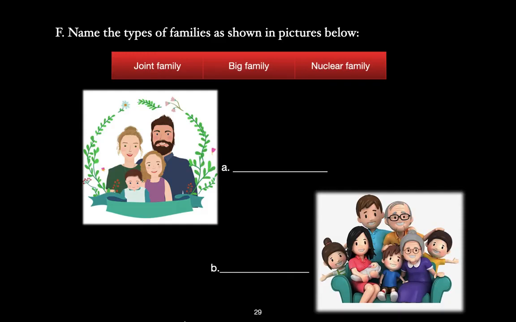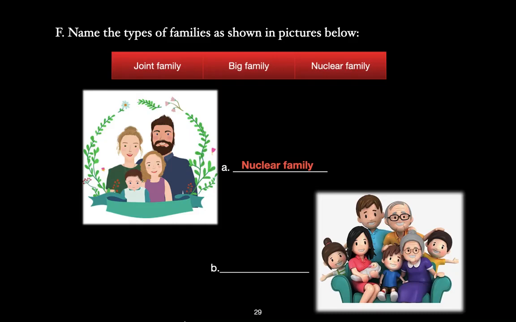Name the types of families as shown in pictures below. I have given you the helping words in the box. Look at the picture carefully and then write down the correct answer in the blanks below. Okay, what do you see in the first picture? Yes, you can see parents and children. They make a nuclear family. Yes.